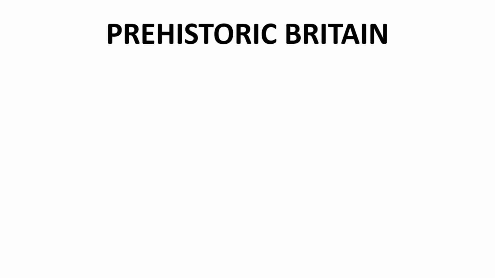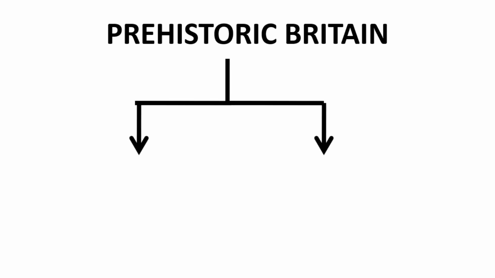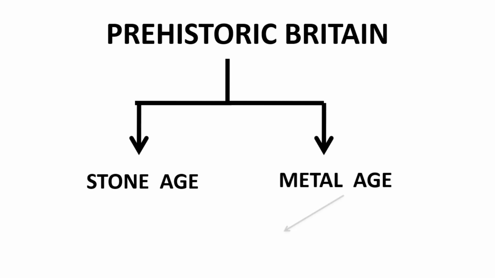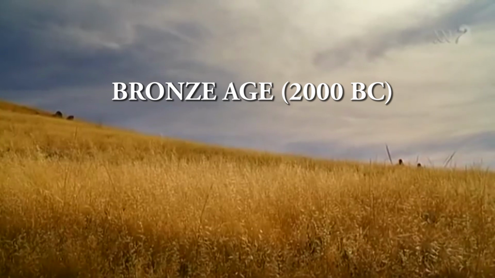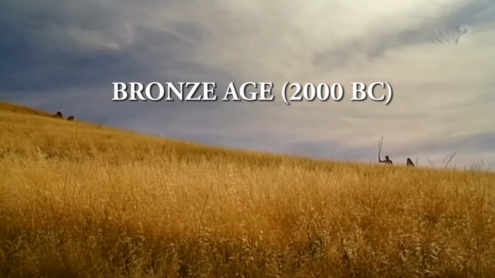The Stone Age was followed by the Metal Ages, when human beings started to make objects out of metal. The Metal Age is classified into 1. The Bronze Age, and number 2. The Iron Age. The Bronze Age is supposed to have begun by 2000 BC.